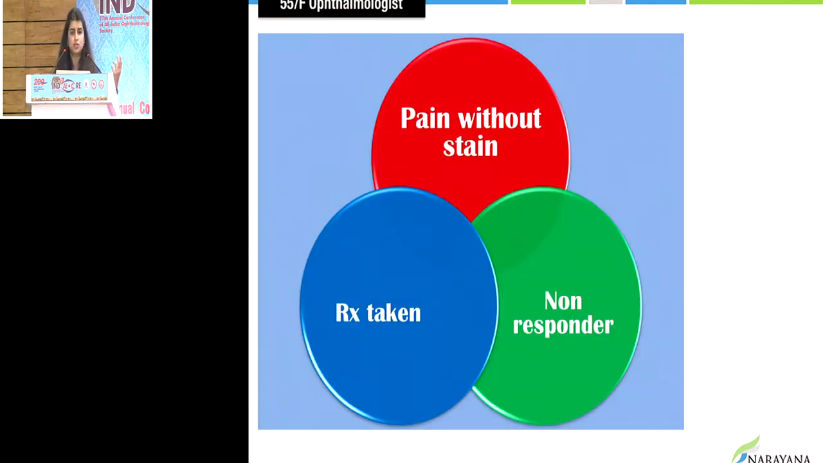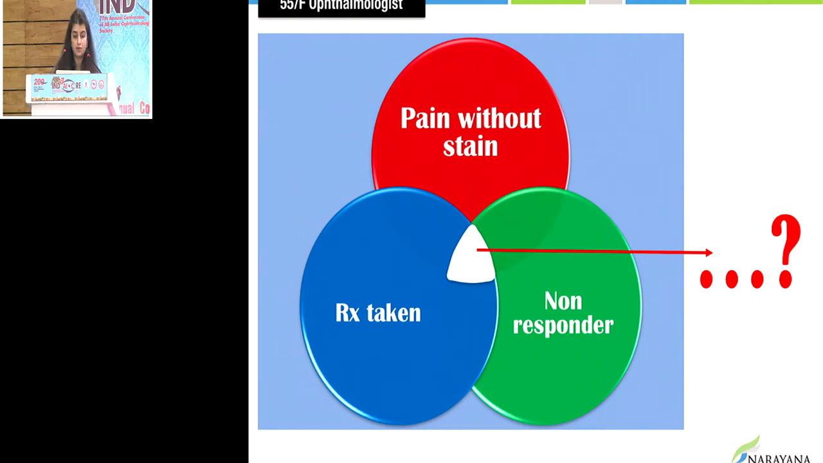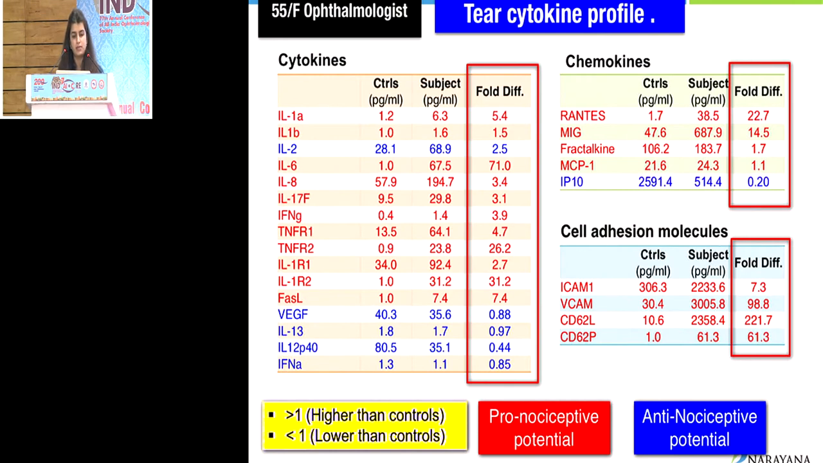So going back to our case, now we know that the patient who has our ophthalmologist, she has pain without stain. She has been on treatment. She's a non-responder to the treatment. So what are we looking at? What is the missing link?